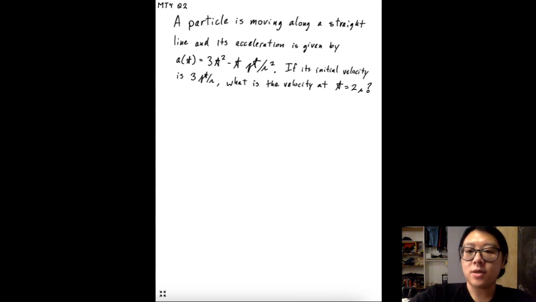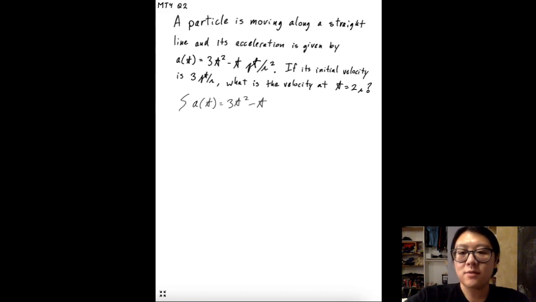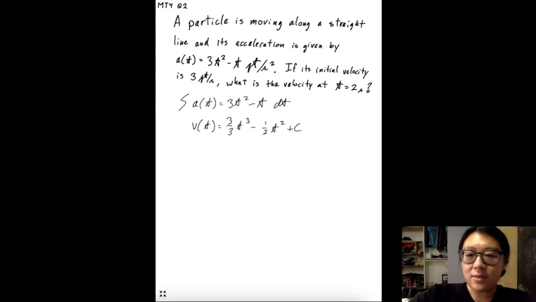Moving on to the final question of all this. Mini test 4, question 2, I have to find the velocity of a particle moving along a straight line when t is equal to 2 seconds. First of all, let's take the function of the acceleration and take the integral of that so that we find the equation of the velocity. Perfect. So we have to add the c, we can't forget, but we don't know what c is. But we do know that the initial velocity is equal to 3 feet per second.